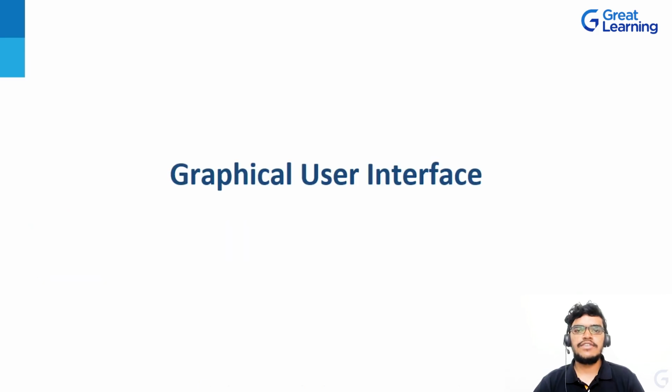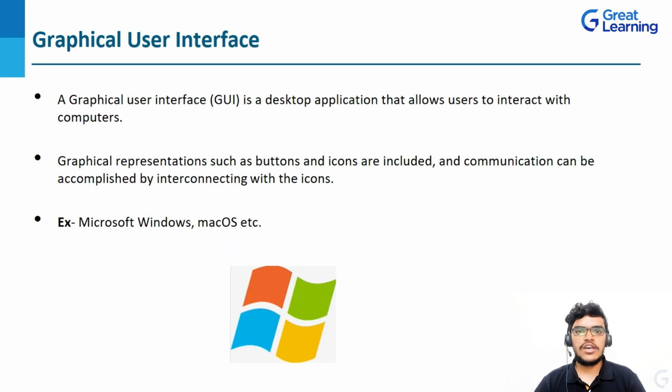So let's start with the graphical user interface. As I already told you, it allows the user to communicate with electronic devices through graphical representation. When I'm talking about graphical representations, that means buttons and icons. Examples of GUI are Microsoft Windows as well as macOS, and we have several other examples also. So basically you can communicate by interacting with the icons. This is the basic idea about the graphical user interface.